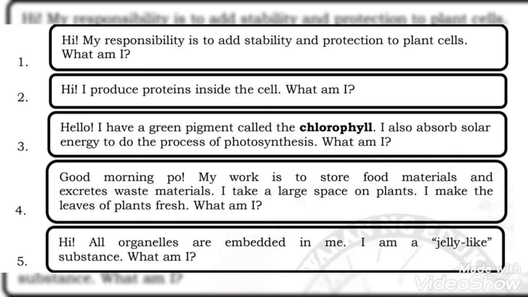So for number 1, hi, my responsibility is to add stability and protection to plant cells. What am I? So the answer in number 1 is the cell wall. Okay, so for number 2, hi, I produce proteins inside the cell. What am I? So it is the ribosomes which produce the protein. Number 3, hello, I have a green pigment called the chlorophyll. I also absorb solar energy to do the process of photosynthesis. What am I? So this is a part of the plant cell which is the chloroplast.